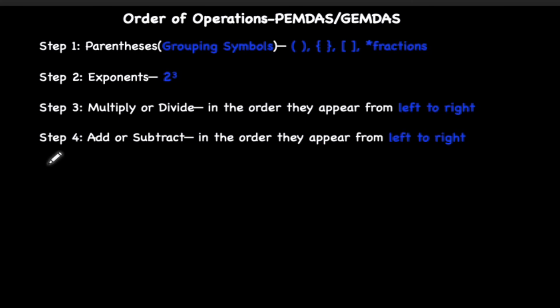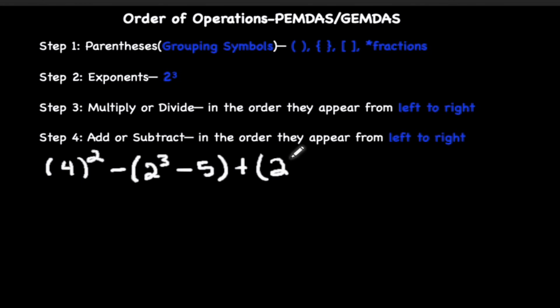Let's say you're given 4 squared minus 2 cubed minus 5, and that's added to 2 squared plus 2 minus 2 cubed. Go ahead and solve that problem on your own, and be careful with what you're doing. Make sure you're following the order of operations.